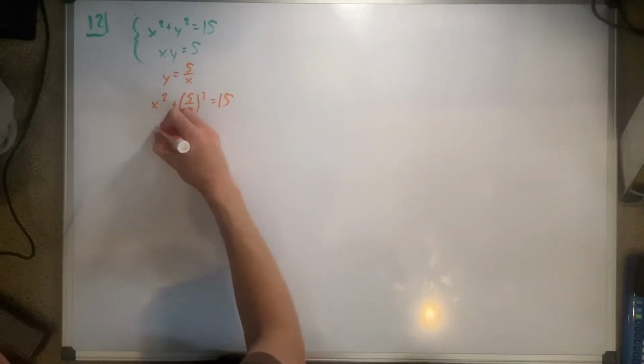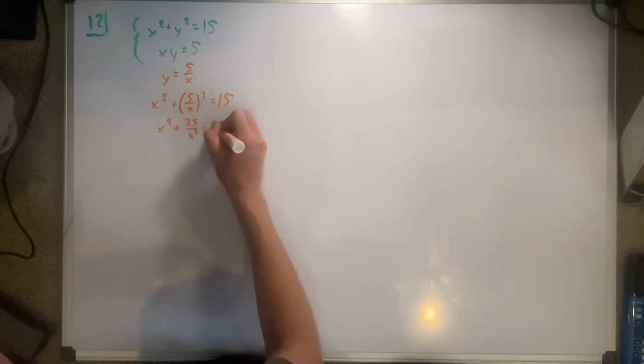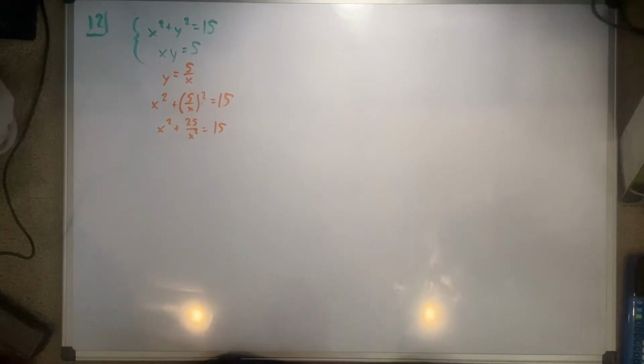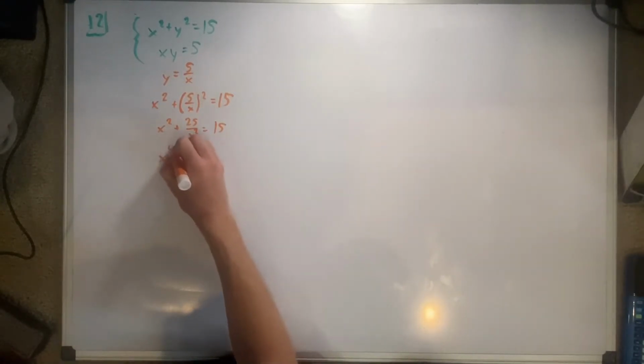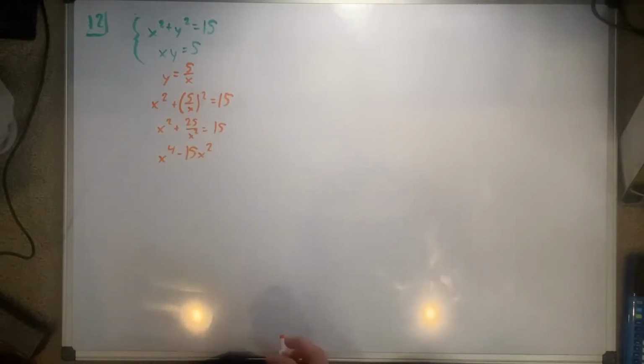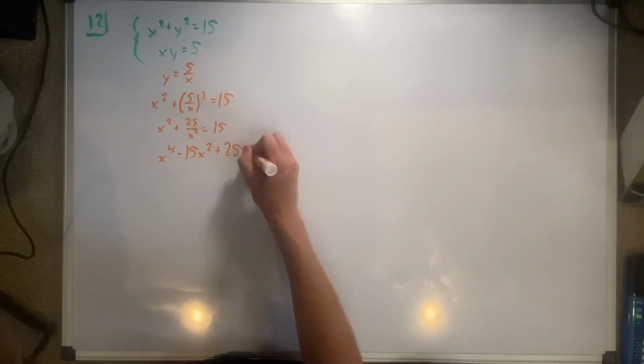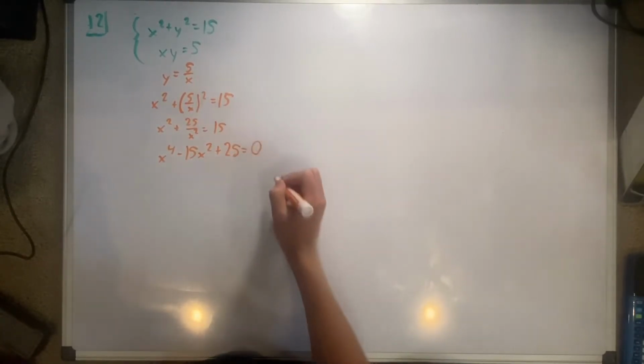So we get x squared plus 25 over x squared is equal to 15. Multiply everything by x squared to get the variables out of the denominator. X to the 4th minus 15 x squared. I'm also going to put all the variables on one side in the same step. Plus 25 is equal to 0.